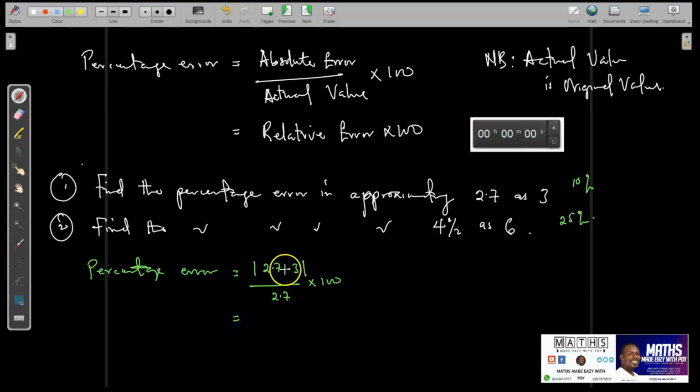And the absolute value of 2.7 minus 3, when you subtract 2.7 from 3 or the other way around, the answer is going to be 0.3. I hope I'm clear.